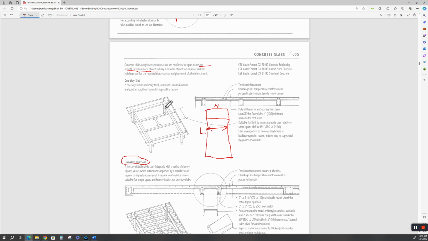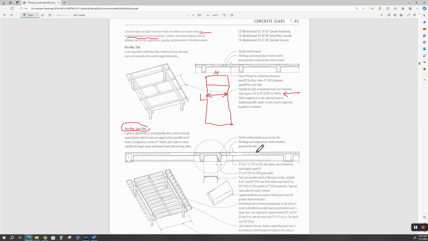But this is all cast in place. This diagram is representing cast in place. Now, Ching gives you another rule of thumb over here. These are rules of thumb on these spans. Everything in this book is a rule of thumb. I've told you before, if you design something and don't get your engineer to do the calculations, and you use these rules of thumb, don't be surprised if you go to court in a lawsuit.